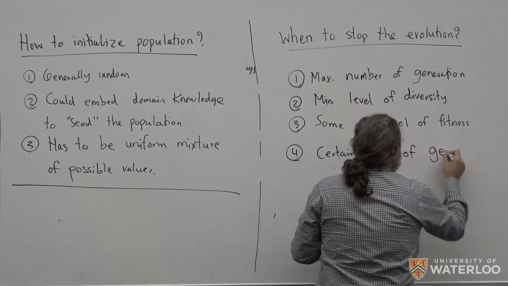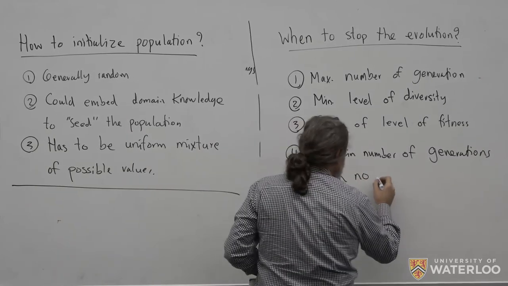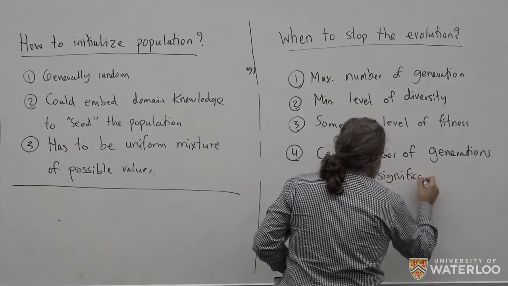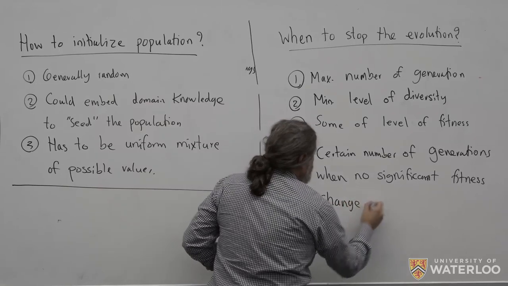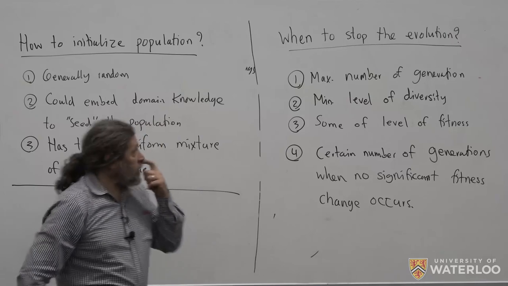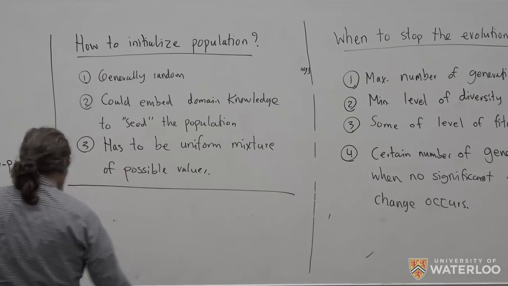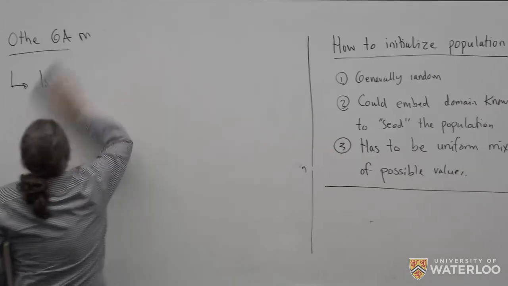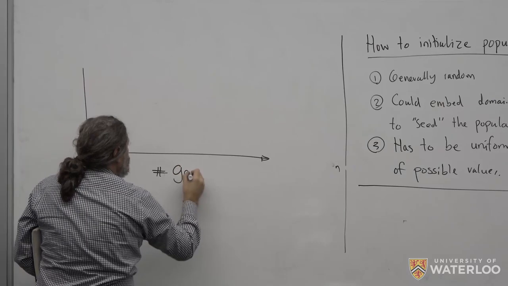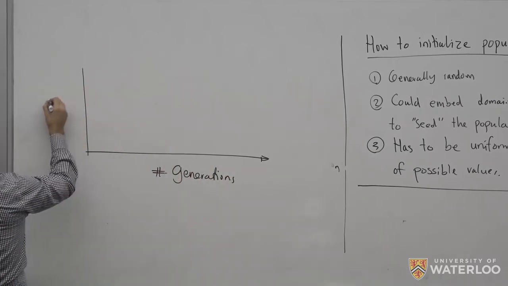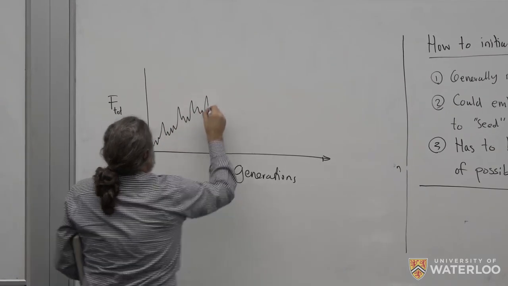A certain number of generations when no significant fitness change occurs. So not just a maximum number of generations, but you say, you know what? Why do we say that? Because if I have the number of generations, and I have the total fitness, then what happens is something like this.